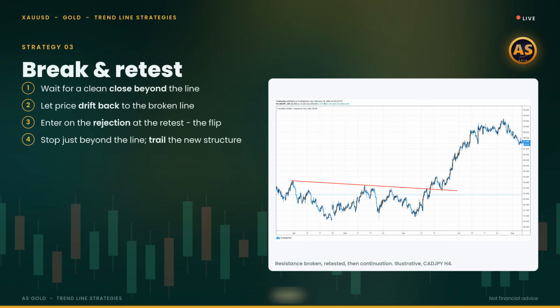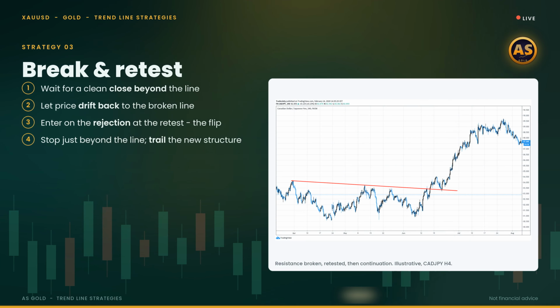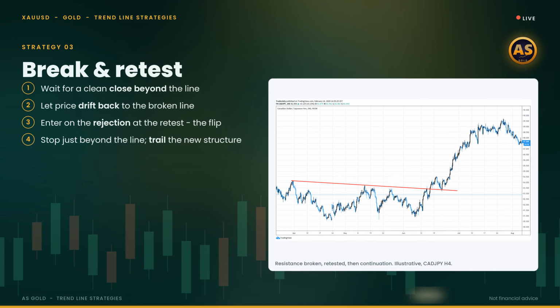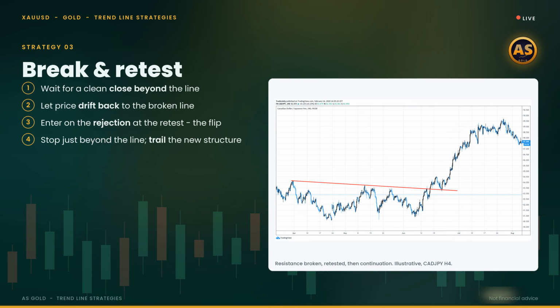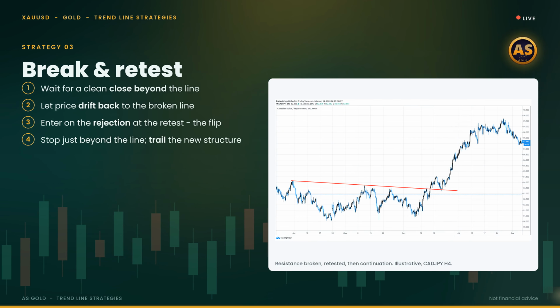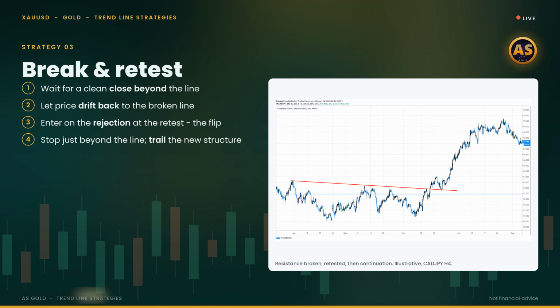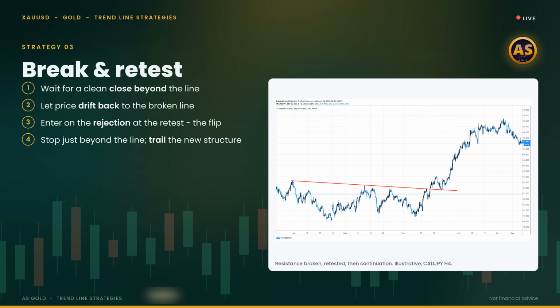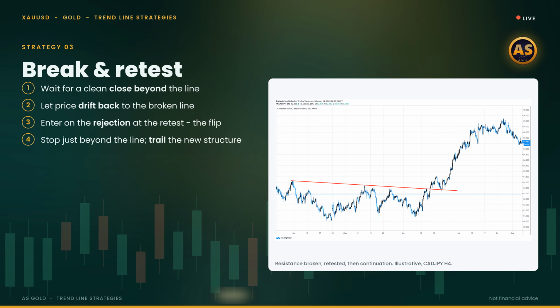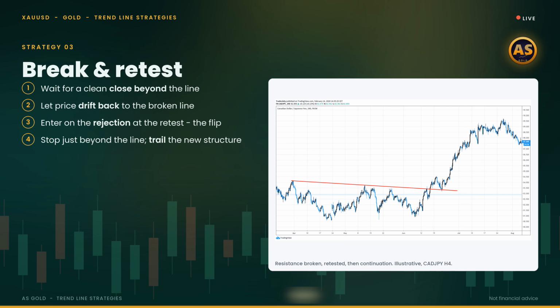Strategy 3 is the highest probability version, break and retest. Instead of chasing the break, you wait for price to come back and retouch the broken line. Old support becomes new resistance, and the other way around. If that flip holds, you enter with a tighter stop and a much better reward to risk.